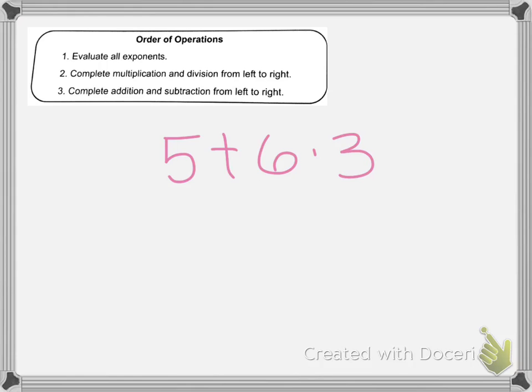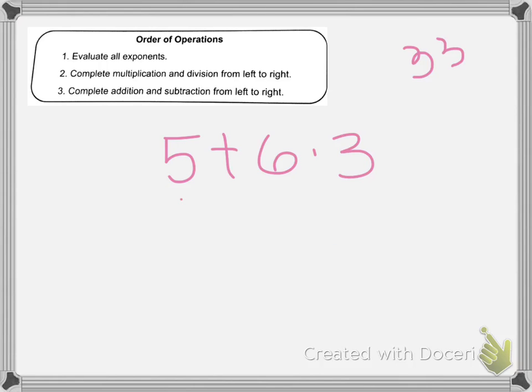In this expression, it's not clear if 5 should be added to the product of 6 and 3, or the sum should be done first. So which one do I do first? And if we did them in different orders, would it matter? What if I did this first? What if I made this 11 times 3? I'd get 33, right?